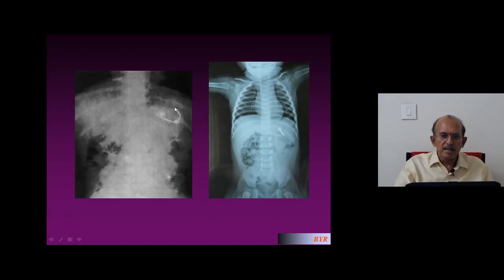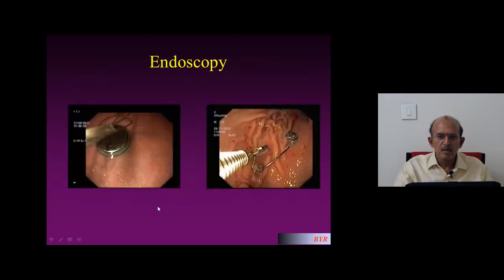You can see here in the X-ray abdomen, there is an open safety pin. Similarly, there is another foreign body here. Upper GI endoscopy can show you foreign bodies like the coin. You can see the open safety pin. So you have various forceps to grasp these foreign bodies.